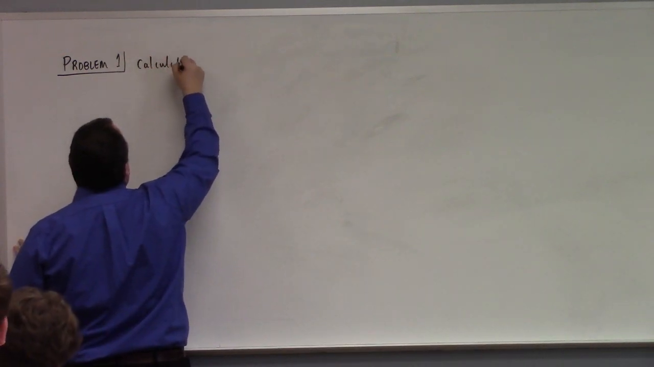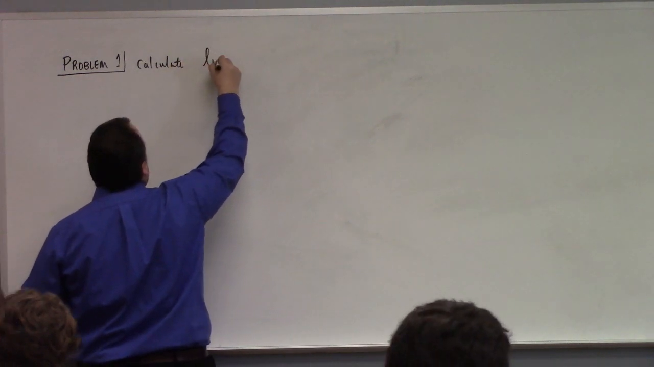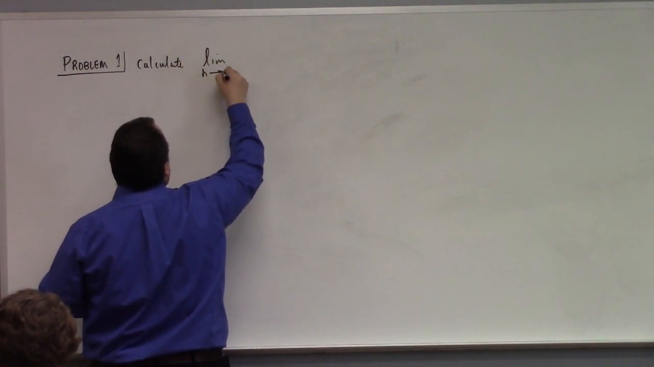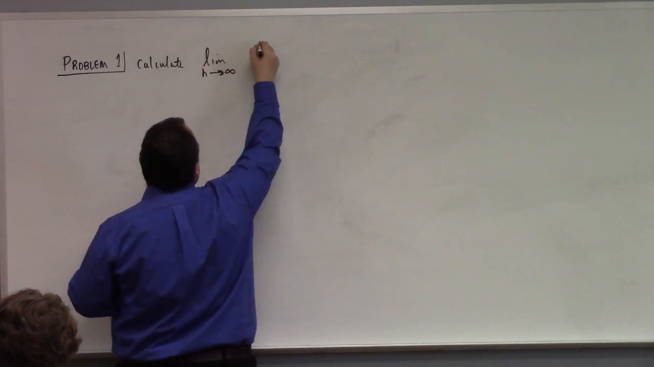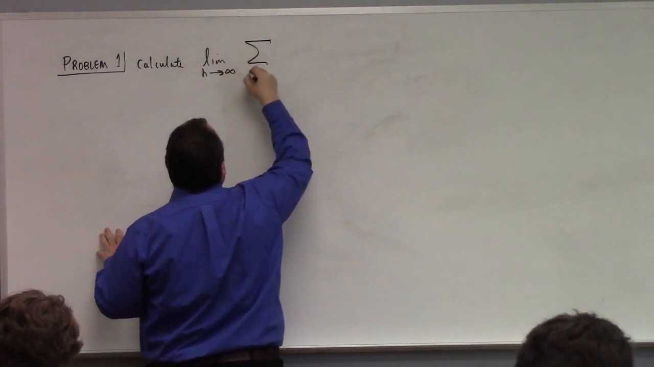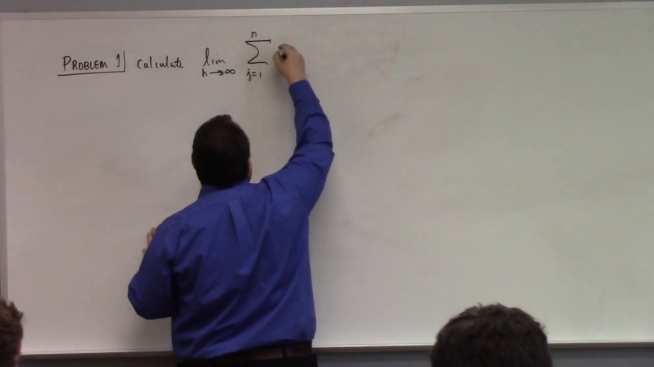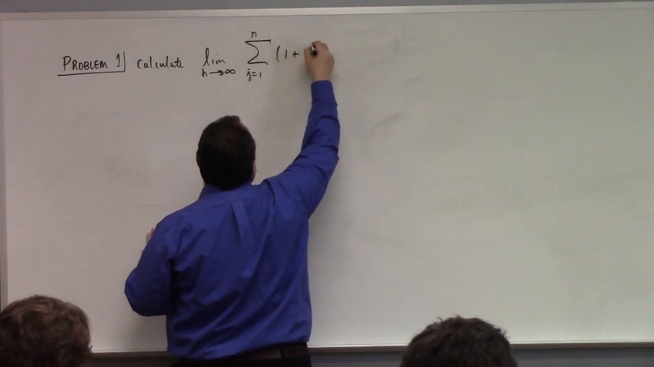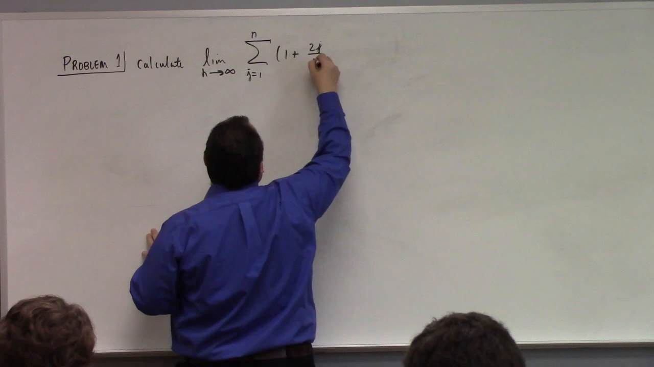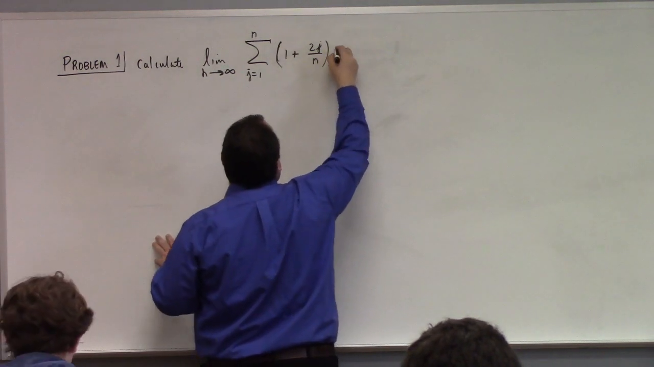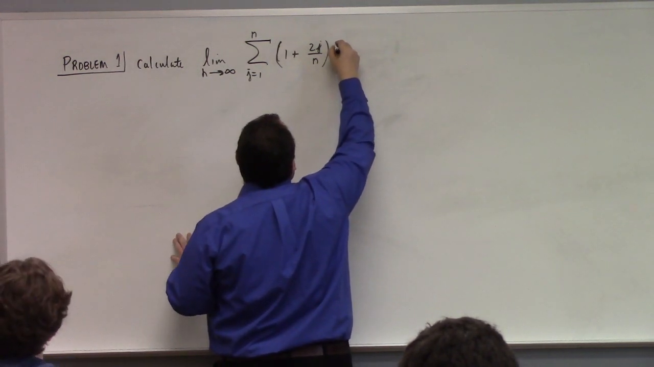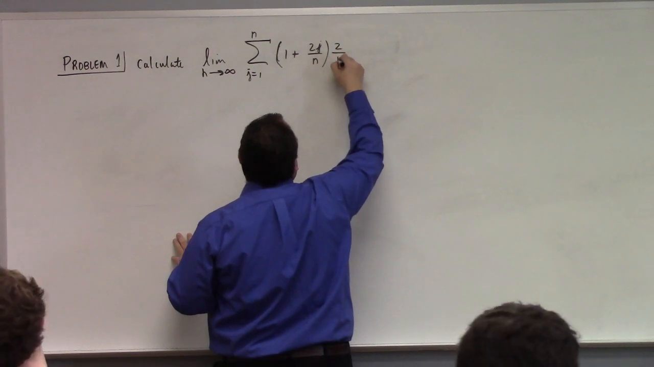Problem 1: Calculate the limit as n goes to infinity of the summation, j equals 1 to n, of 1 plus 2j over n, times 2 over n.